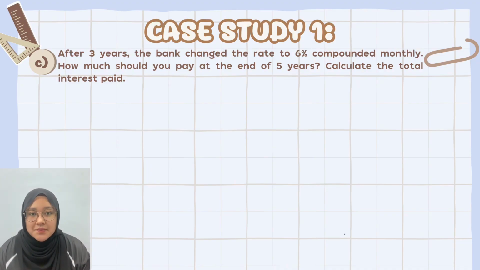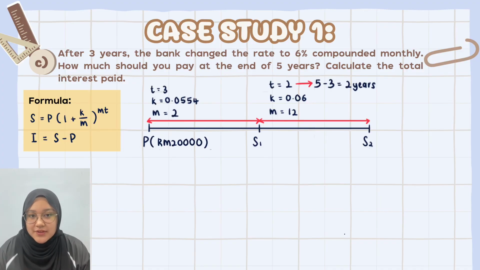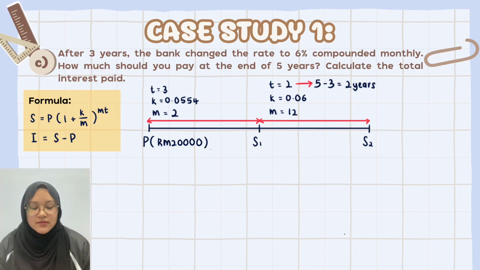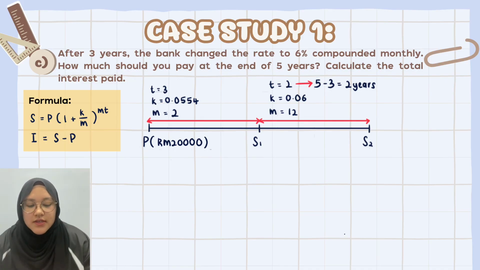First of all, I will divide the timeline into two parts. Now, let's list out the information that we're given. So, to find the S1, the information that we have is P equals to 20,000, which is our original amount, T equals to 3 years, and to get the interest rate, we can find it in the question A, which is interest rate will be charged 5.54% compounded semi-annually. So, we knew that K is equal to 0.0554 and M equals to 2. Next, for the second part, to find the T, we have to minus 3 from 5 years and the remaining 2 years will be our new T. The question also states that the bank changed the rate to 6% compound monthly, so our K equals to 0.06 and M equals to 12.